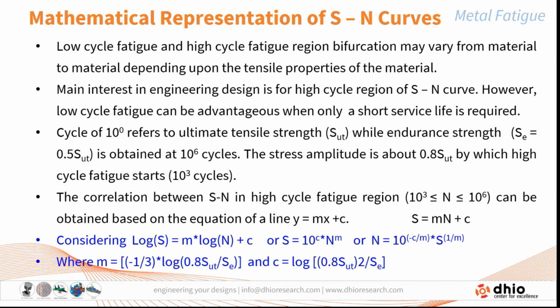Now, cycles of 10 raised to the power of 0 refers to the ultimate tensile strength. That is the stress value which is equal to the ultimate tensile strength, while the endurance strength, SE, is taken to be 0.5 times the ultimate strength of the material, which usually sustains a number of cycles equal to 10 raised to the power of 6. Now, the stress amplitude is about 0.8 times the ultimate strength, at which the high cycle fatigue starts.